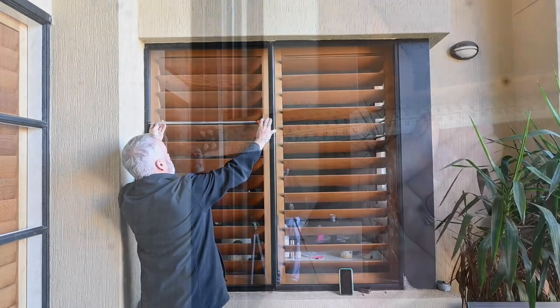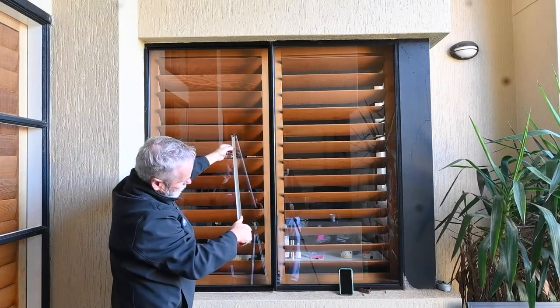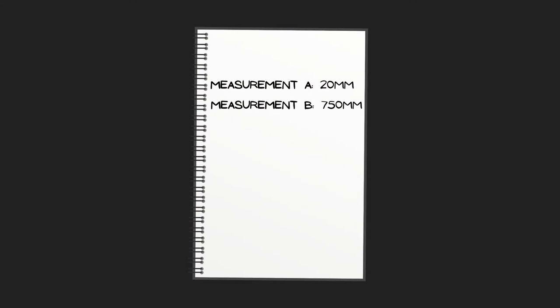Next, measure from the edge of the right recess to the edge of the left recess. Make a note of this measurement and label it measurement B.